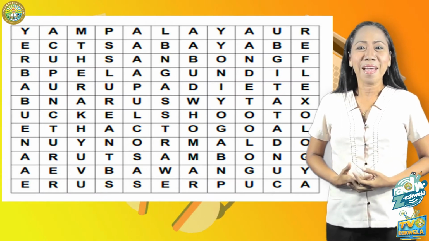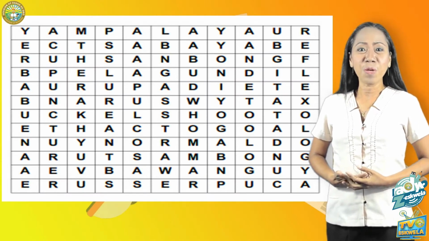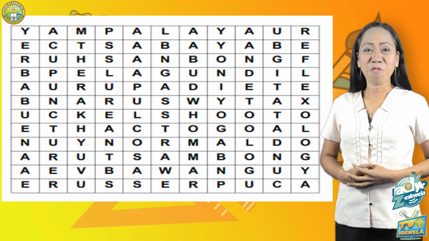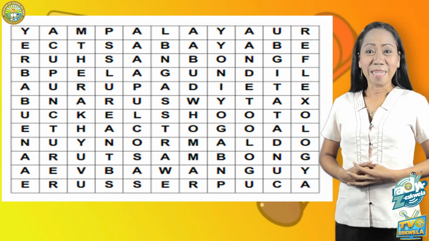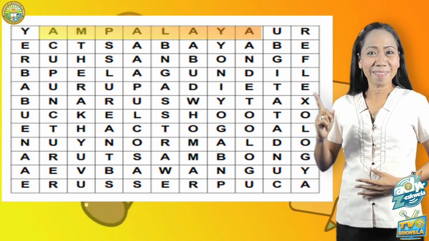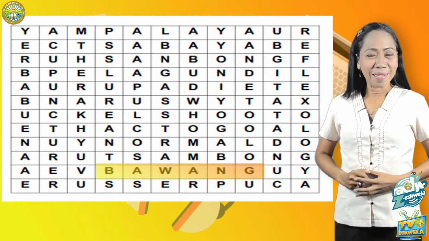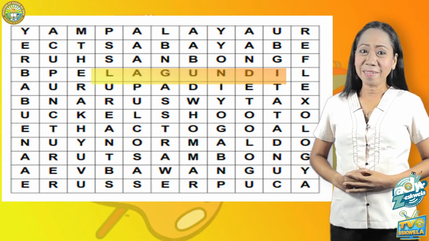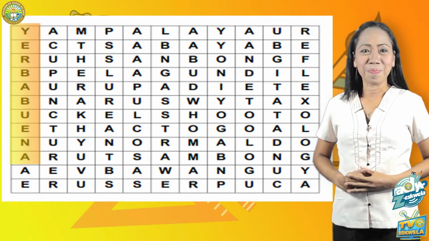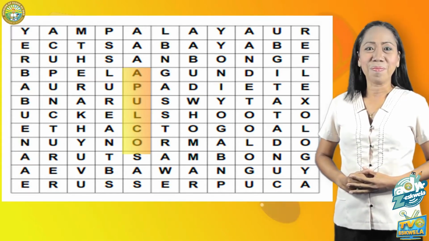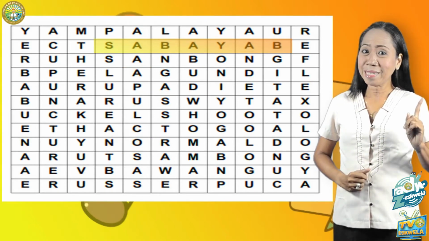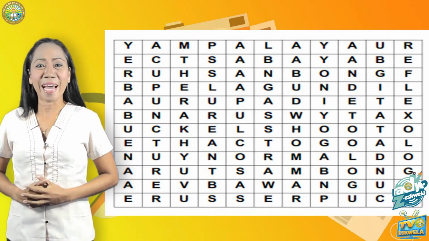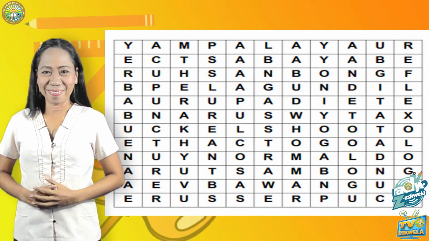Ballpens up! Let us now try to find out if you got this right. Let us start with finding out the plants. Did you find ampalaya? Bawang? Sambong? Lagundi? Yerba buena? Acapulco? Bayabas? Very good!